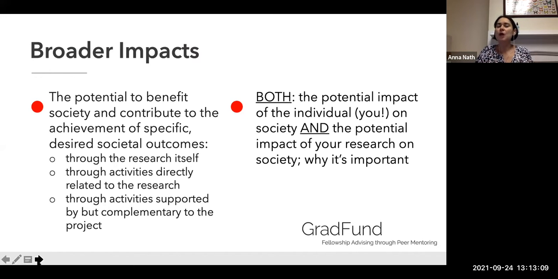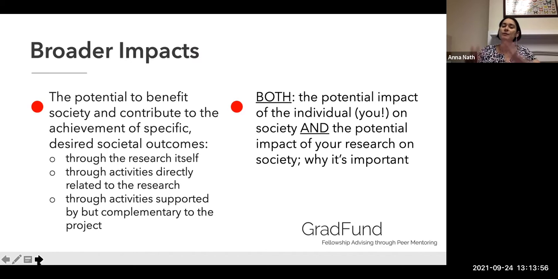But again, here, because we're talking about a personal statement, this is about you. How are you going to benefit society in the future, right? It could be research itself. It could be activities directly related to the research. It could be activities supported and complementary, but it is your plans, right? What are you going to do after you graduate? Are you going to teach? Are you going to solve bigger problems? Where your passions lie, right? So this is again very important. The potential impact of the individual you on society and the potential impact of your research on society. Those are two different things. Again, they're both extremely important.